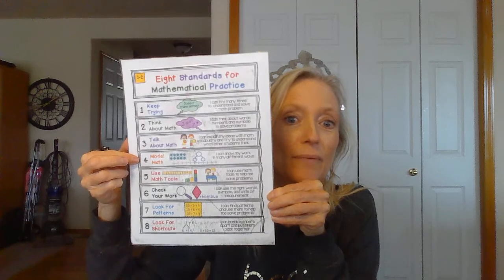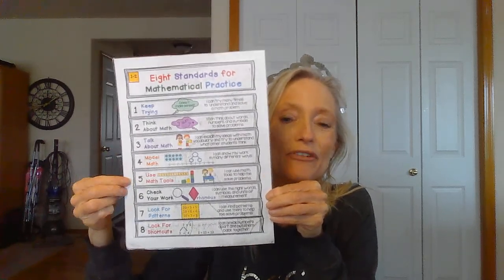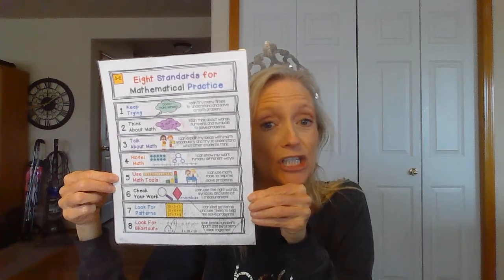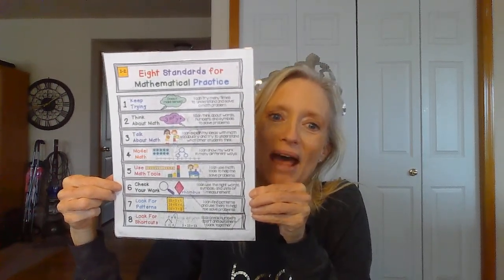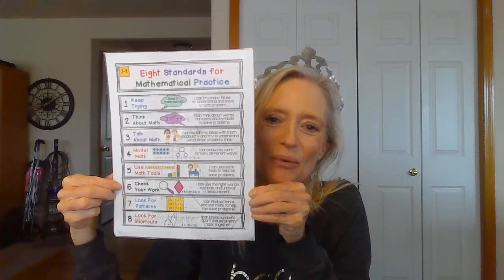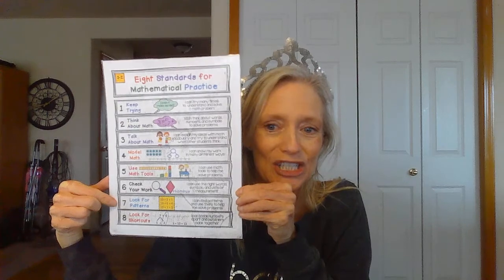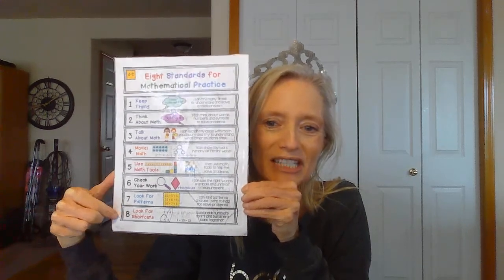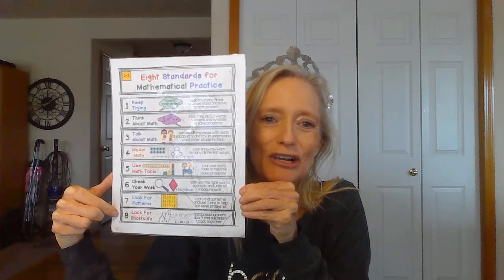Number 4, mathematicians model math. Number 5, mathematicians use math tools. Number 6, mathematicians check your work. Number 7, mathematicians look for patterns. And number 8, mathematicians look for shortcuts.